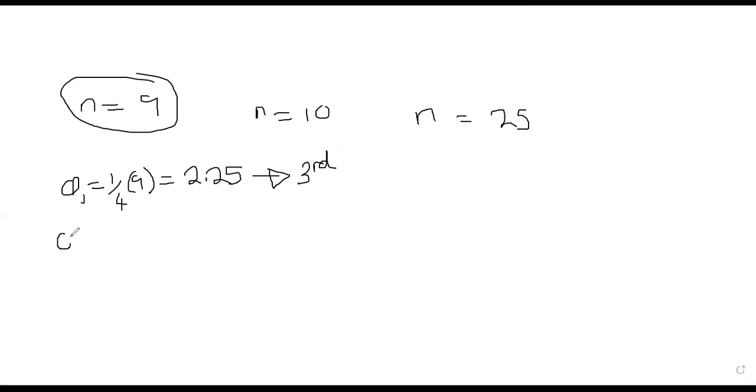On this same 9, if we get the second quartile, which is the median, half of 9, we get 4.5. Because it's a decimal point, we always round up. So what position are we going to look at here? The 5th position. If we get the upper quartile, which is 3/4 of 9.